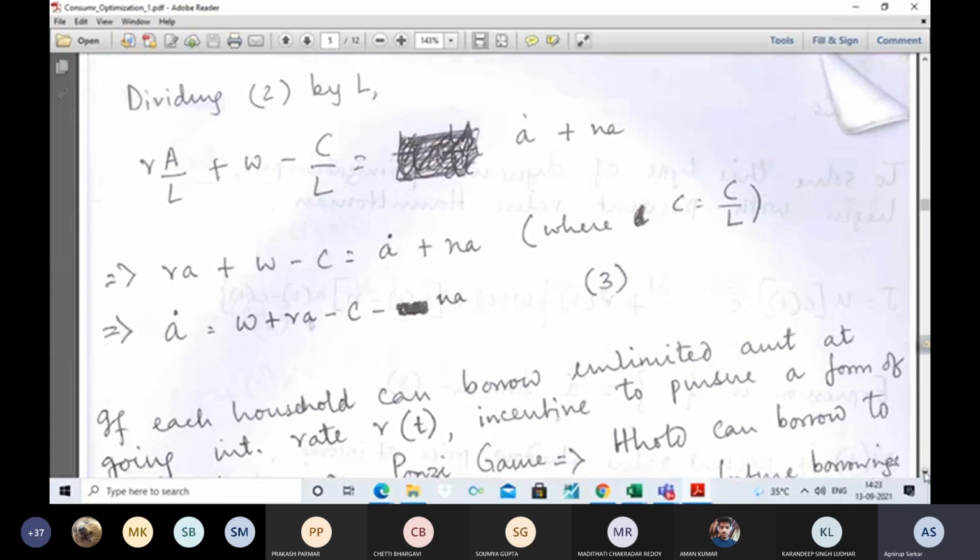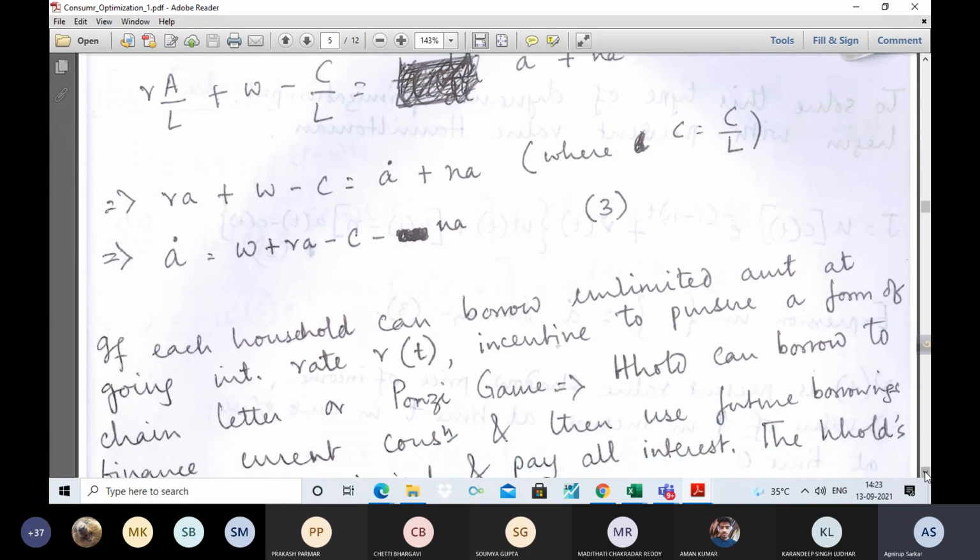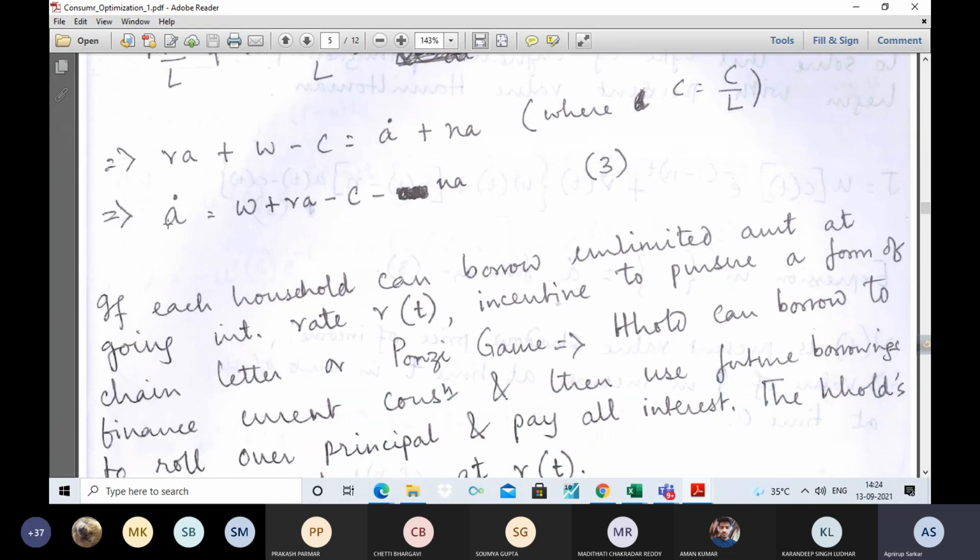then from the total budget constraint, we were able to obtain the budget constraint per person, per household. And if you look at equation 3, that gives you an idea of the budget constraint in per capita terms. If each household can borrow an unlimited amount at the going interest rate, it has an incentive to pursue a form of chain letter or Ponzi game. So we would refrain from that.